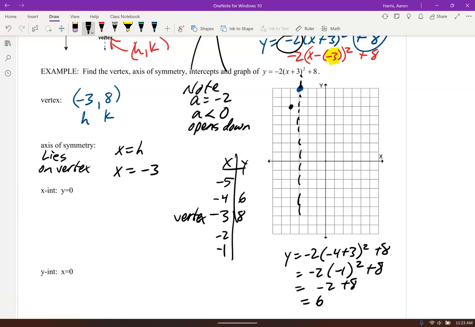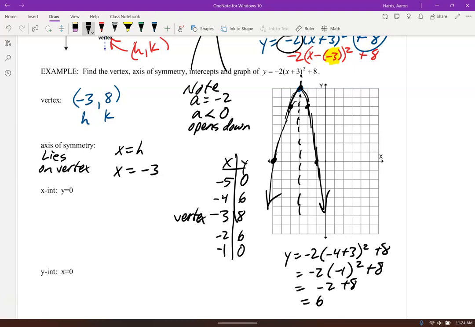Right there. You could plug in negative 5. If you do that in your head, negative 5 plus 3 squared is 4. Negative 2 times 4 is negative 8. Negative 8 plus 8 is 0. So it's negative 5, 0. You can plug in negative 2 and you get 6. You can plug in negative 1 and you get 0. And then you can draw that very poorly drawn parabola. I just can't draw here. Okay.